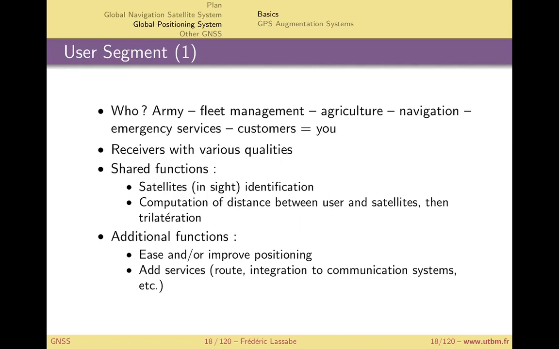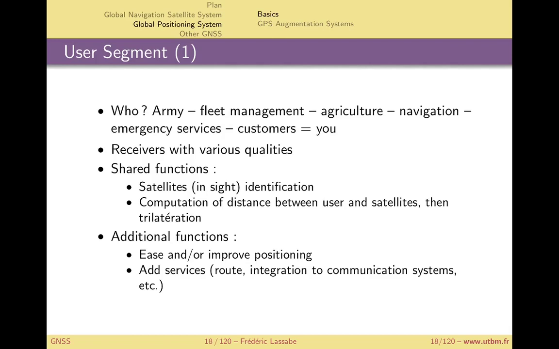So now the user segment, who is it? It's the army, it's fleet management, it's agriculture, navigation, emergency services, and finally customers. This means you. So usually when we talk about GPS, that's what we think about, even if it's quite the easy part of the system. A GPS chip doesn't do many things, while on the other hand, maintaining a full satellite constellation and tracking it, updating it, and so on, it's quite a complicated job.